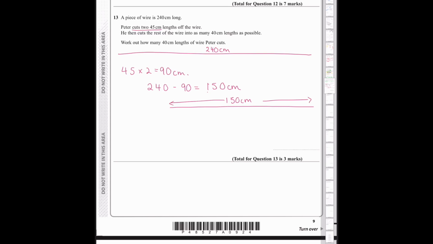It now says that he's going to cut the rest of the wire into 40 centimetre lengths, or as many of them as possible. How many of these lengths does he get?